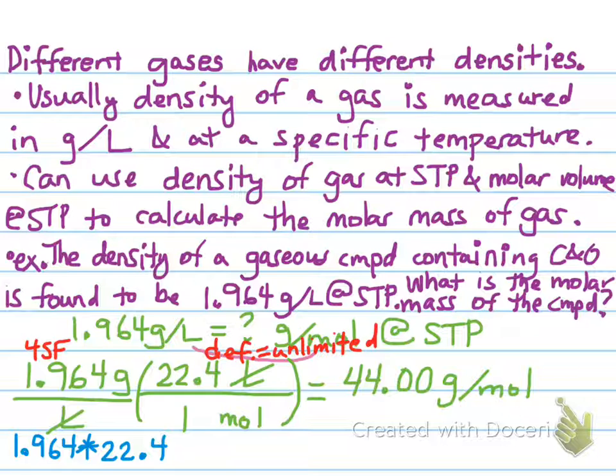Actually, 43.99 would stay 43.99 because the next number is a 3. So 43.99, 44.00, they're the same. It doesn't matter to me which way you write it realistically. So you're going to have some problems on your homework where you're going to be asked to calculate the molar mass of a gas given its density, and it's using molar volume.